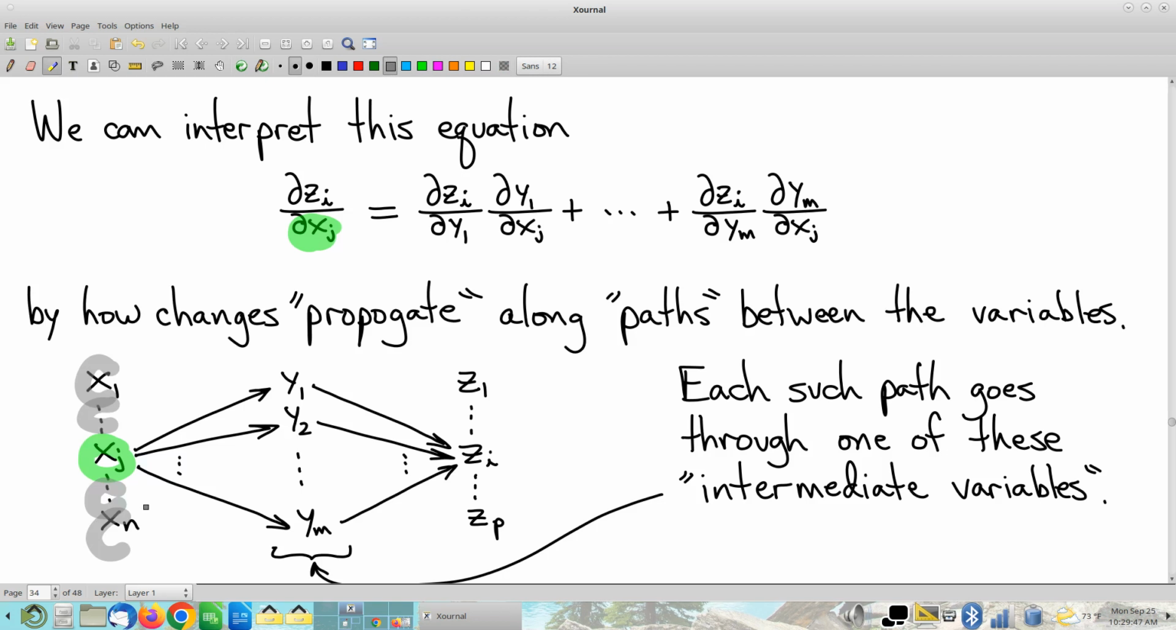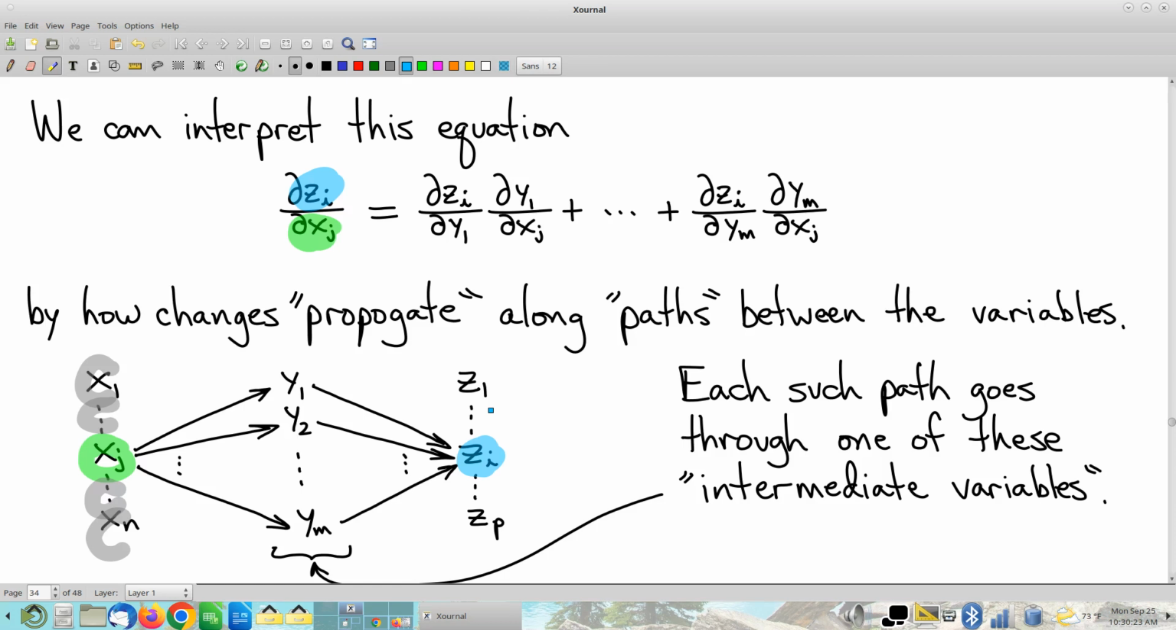And in this scenario, we want to know how much zi is going to change, and there's zi. The big idea is we want to look at all the different paths along which these changes in xj can propagate through the y variables to cause changes in zi. So now here's the first path we'll talk about.